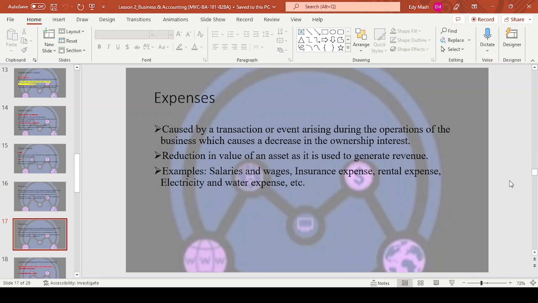Expenses I already mentioned: the salaries, wages, insurance, rental, electric, water. And there's also what they call depreciation, which is a reduction in the value of an asset. It's also an expense.